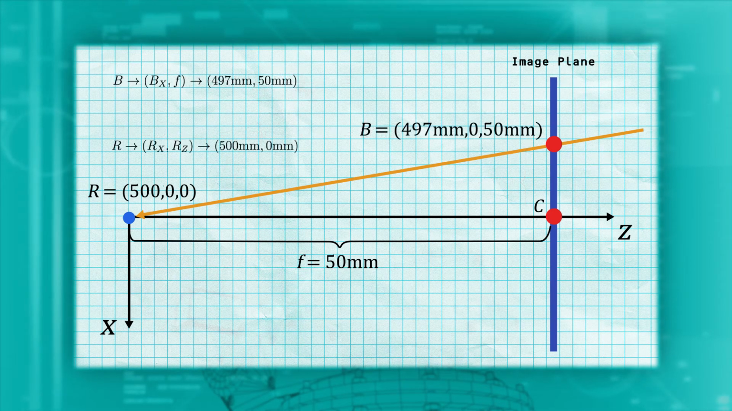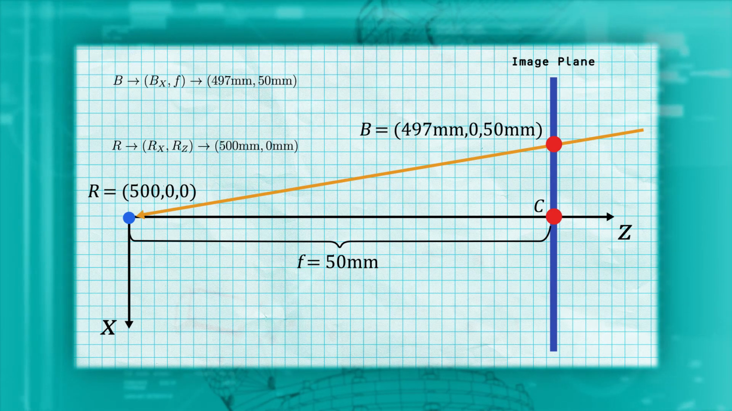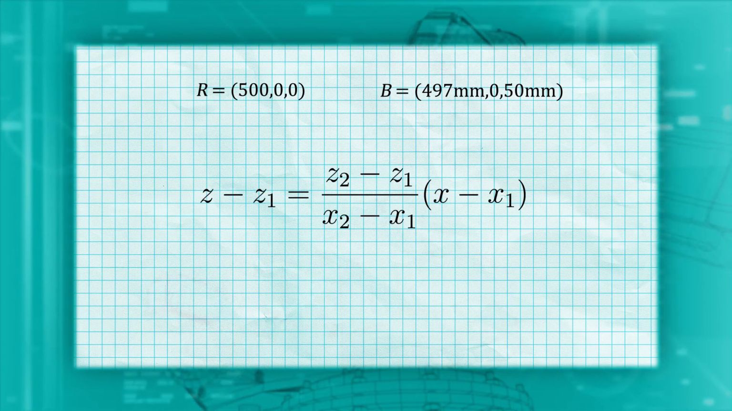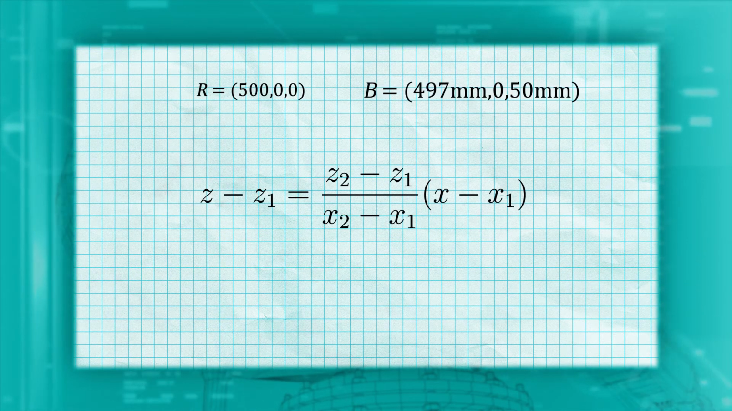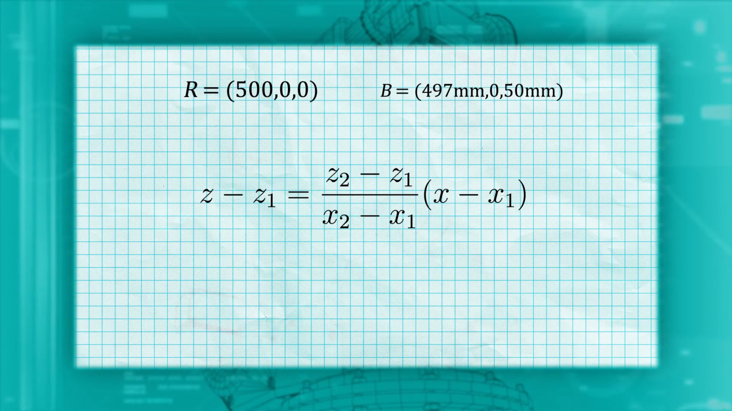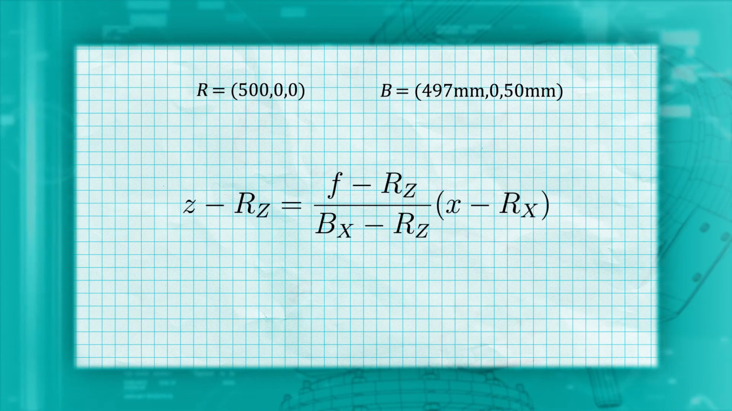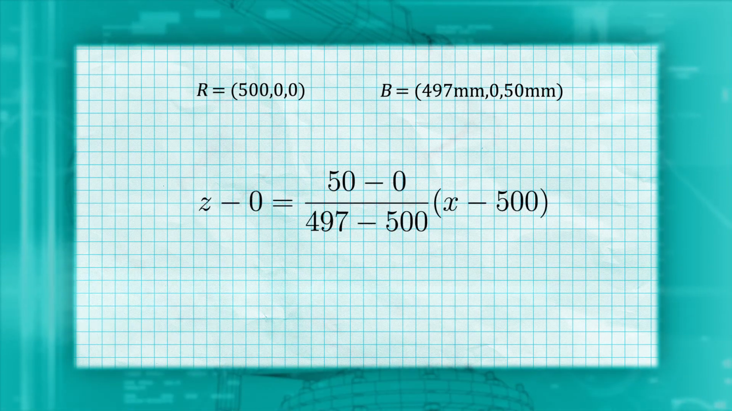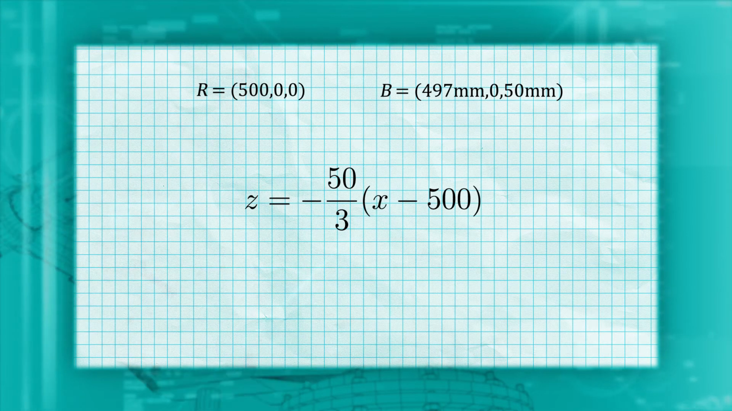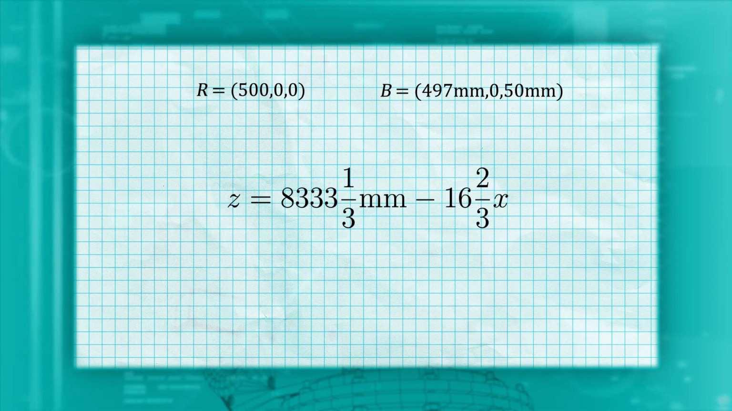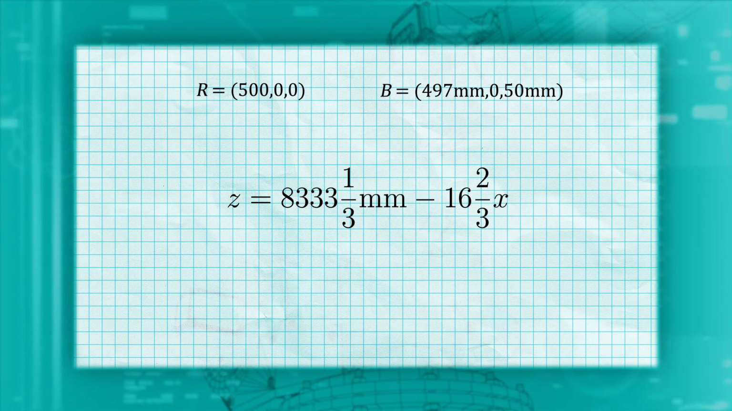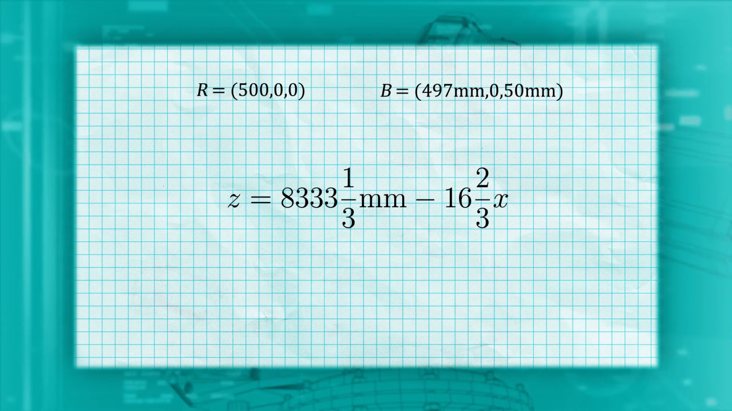Now we have our 2 points and can find our ray through point B. Starting with our equation for a line through 2 points, we know that the second point is the B coordinate and has a z value equal to the focal length, and point 1 is at 500, 0. We substitute in the values and simplify, and we get our final equation. Z equals 8,333 1/3 millimeters minus 16 2/3 times x.